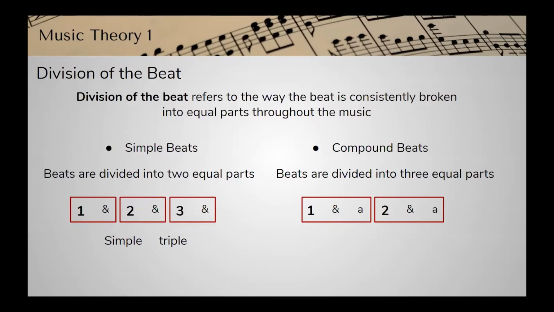So simple just means beats are divided into two parts. Triple just means that there are three beats per measure. Okay. Over here, there are two beats, and each beat is divided into three equal parts, so we call this a compound duple meter. Okay. So that's the difference between a simple beat and a compound beat.